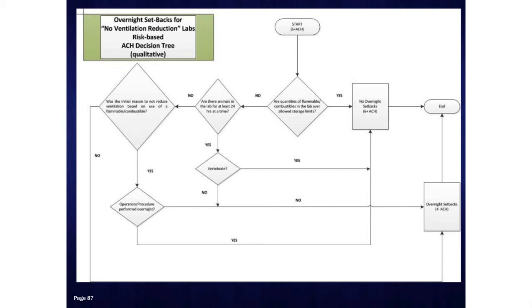So again, we begin at the top of that diagram. The contaminant in this case is hydrogen sulfide. We move to the left. Is it a high-risk lab? No, it's not. But hydrogen sulfide is acutely toxic, and it's also a strong odor producer. So the answer to that question is yes, and we move down, and we do not do a ventilation reduction.